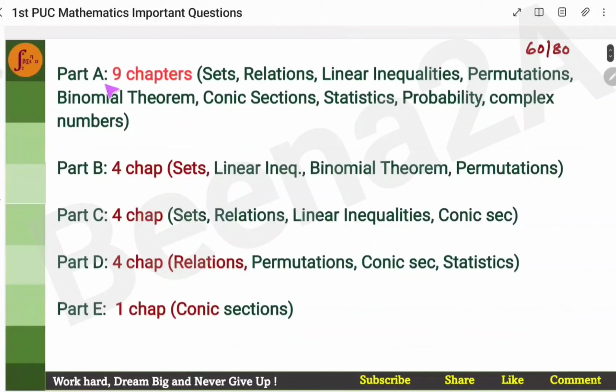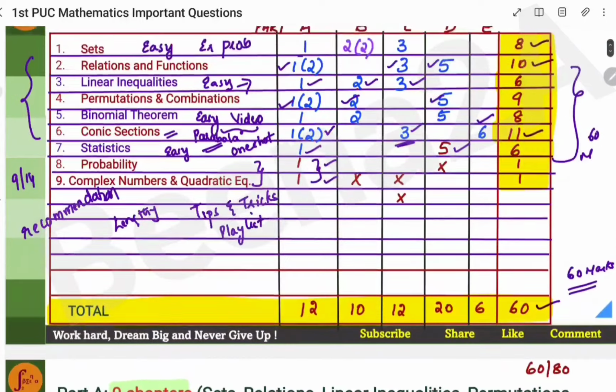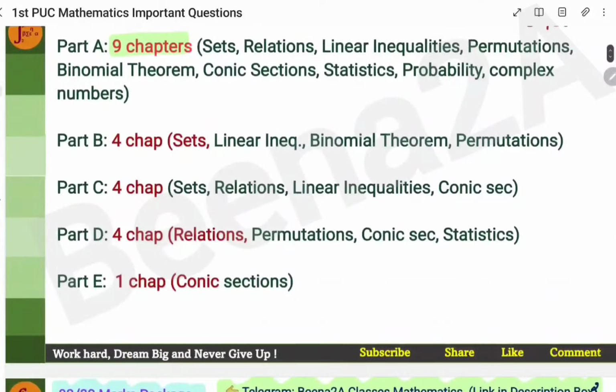So to summarize, in part A, you have to prepare for 9 chapters, right? All 9 chapters from this list, you have to prepare for 1 markers. And for part B, 4 chapters you have to prepare: sets, linear inequalities, binomial theorem, permutations. Like I said, linear inequalities is straightforward. Binomial theorem is straightforward. From part C, 4 chapters again: sets, relations, linear inequalities, and conic sections.